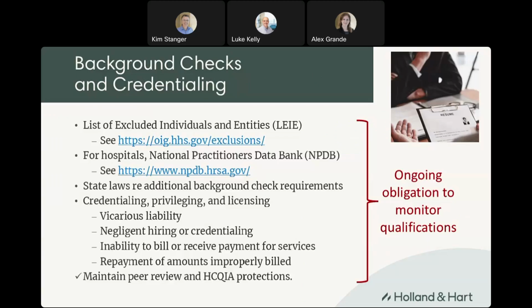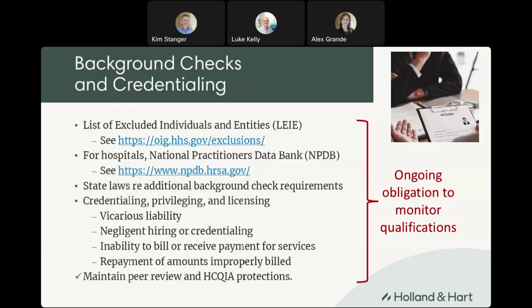All right, when you're going to hire a healthcare provider or other people, you need to make sure that you do appropriate background checks and credentialing to ensure that they are not only qualified to do what you're asking them to do, but they're also licensed. There are some specific requirements. First of all, if you're going to participate in Medicare or Medicaid, you need to check the list of excluded individuals and entities. I'm going to come back to that one in just a minute.